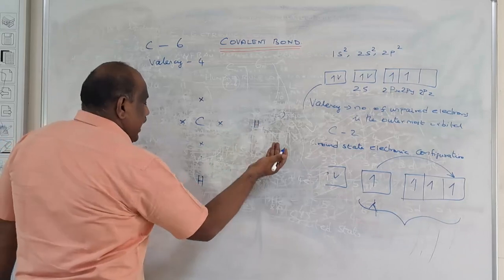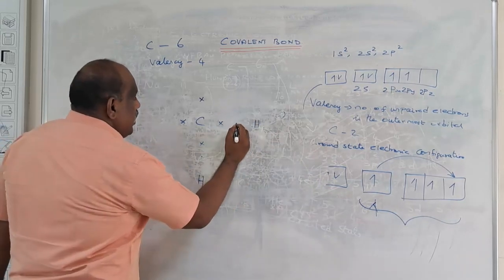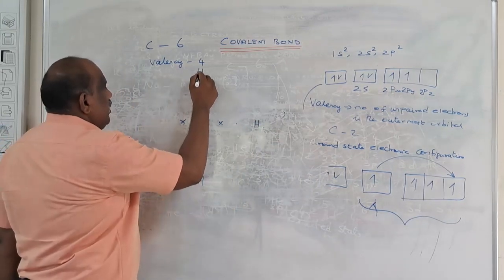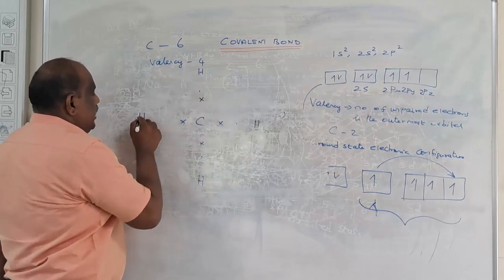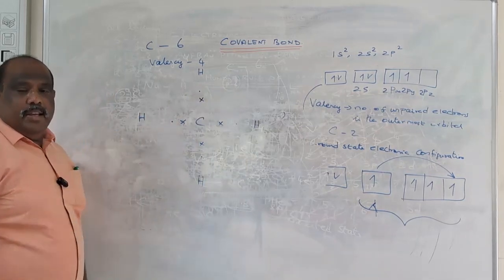I am taking a second hydrogen. That hydrogen also will have 1 electron. The third hydrogen will also give 1 electron. The fourth hydrogen will also give 1 electron.